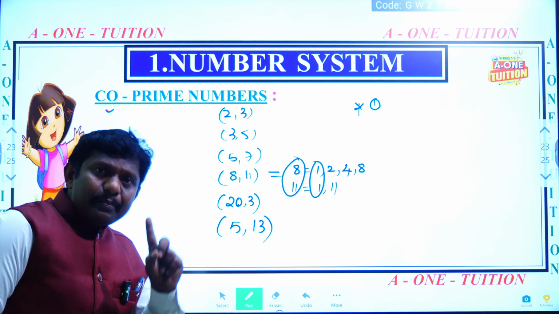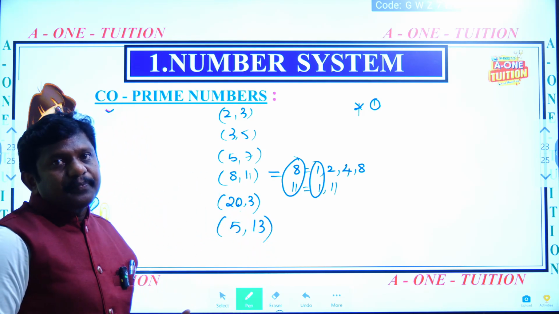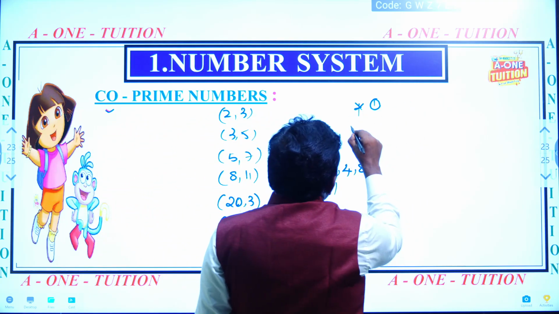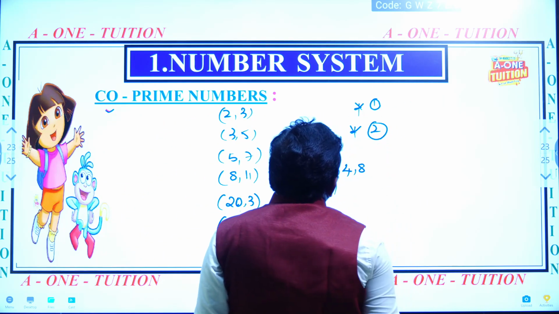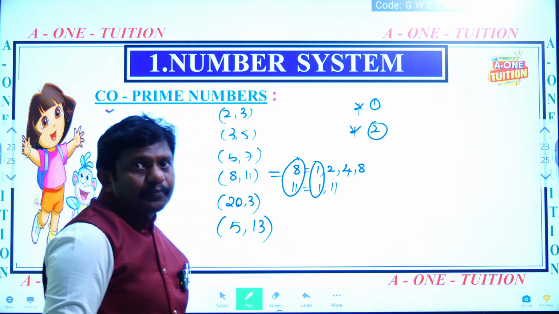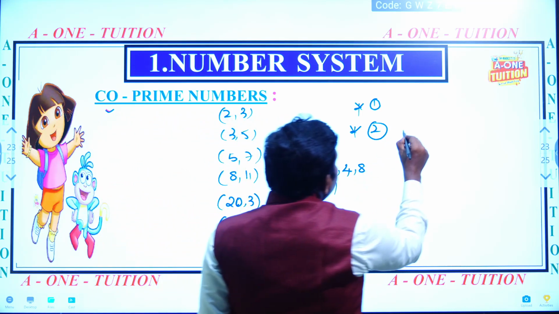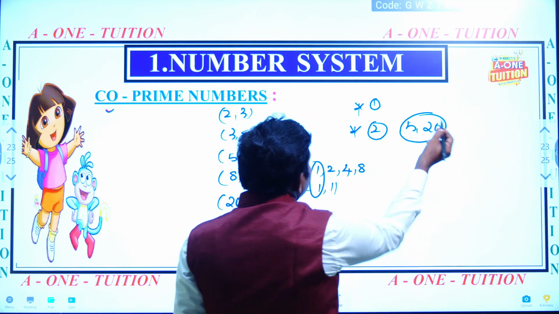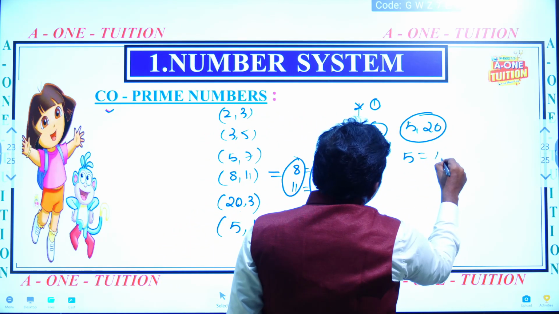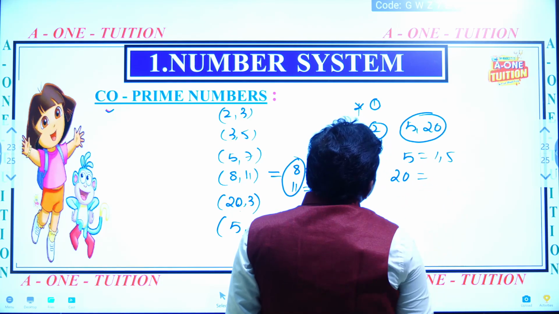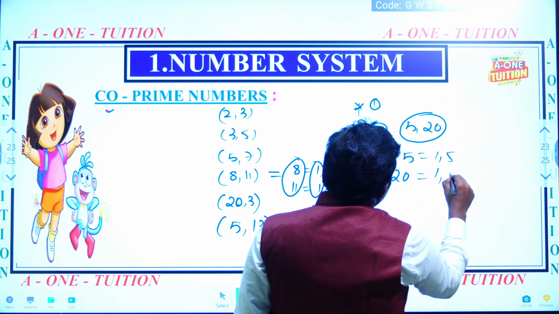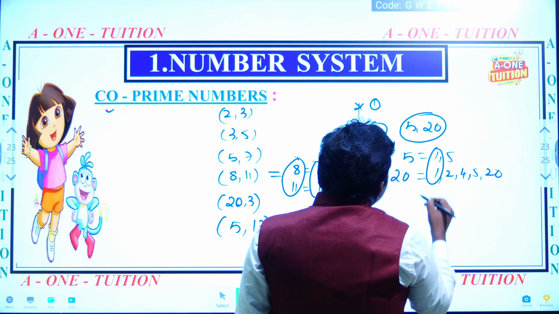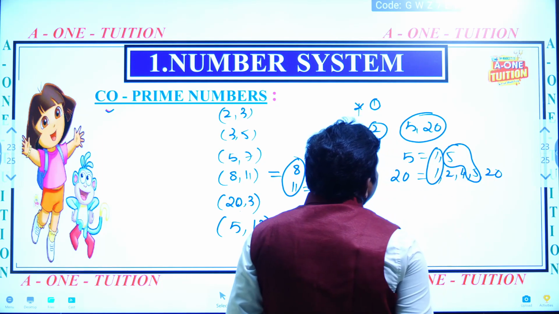And for one prime number and one composite number, it may or may not be co-prime. That is not always true. Suppose 5 is a prime, but 20 is not a prime. What about the factors of 5? 1 and 5. But 20 has the factors 1, 2, 4, 5, 20. See here, the common factors are 1 and 5.